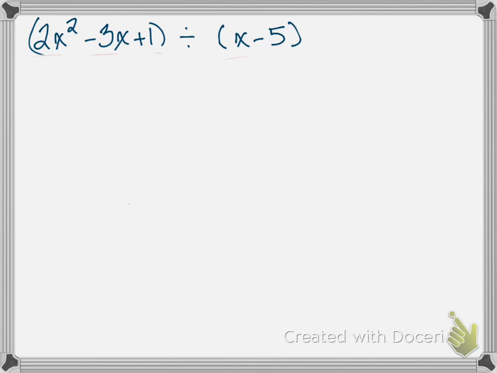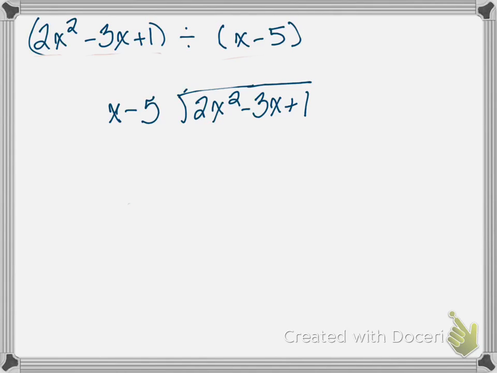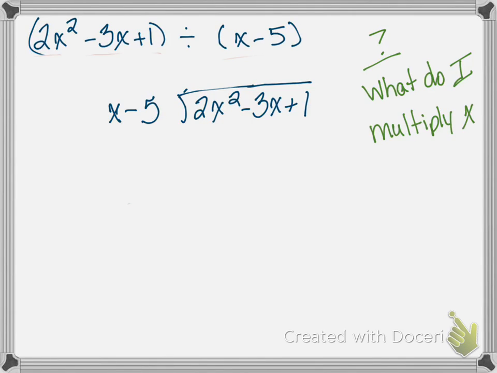So here, 2x squared minus 3x plus 1, we are doing the same thing. So I'm going to put 2x squared minus 3x plus 1 inside my box. Outside my box, I'm going to have x minus 5. So the question that I ask myself, what do I multiply x by to get 2x squared? So I am looking at this x, and I'm looking at this 2x squared. Okay, so what do I multiply x by to get 2x squared?